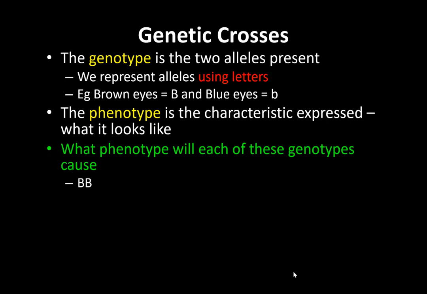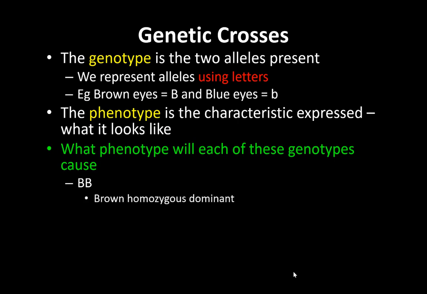Okay, so big B, big B. Now we can think about what phenotype would be expressed. I'm using eye colour, but remember in a question, it could be fur colour of mice, or the height of a pea plant, whether it be tall or short. It will always tell you what the dominant characteristic or allele is and what the recessive characteristic or allele is. So big B, big B in our example would cause brown eyes.